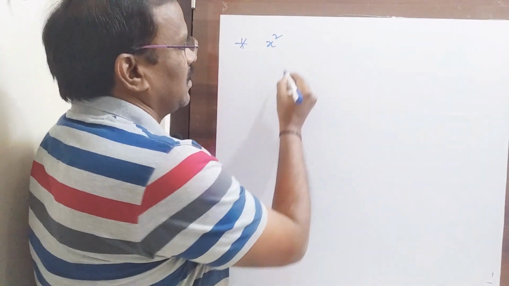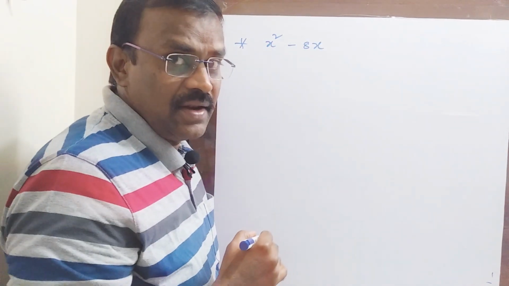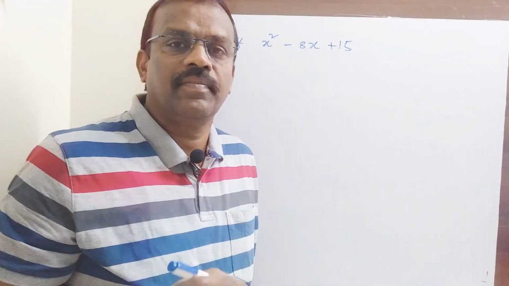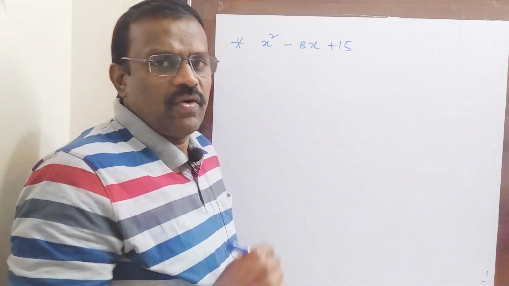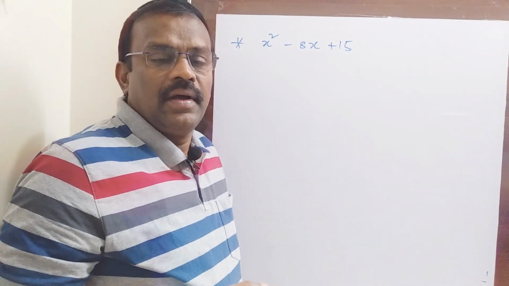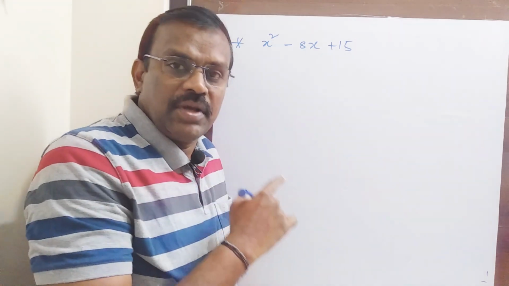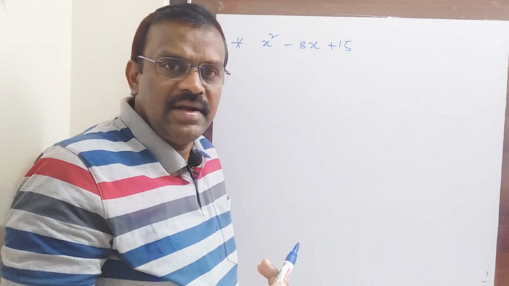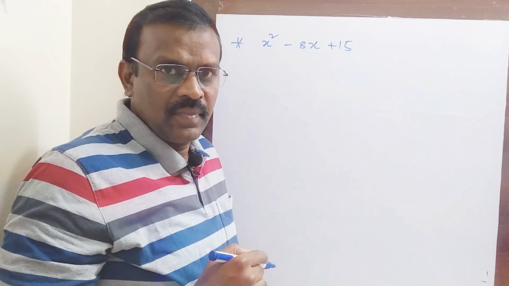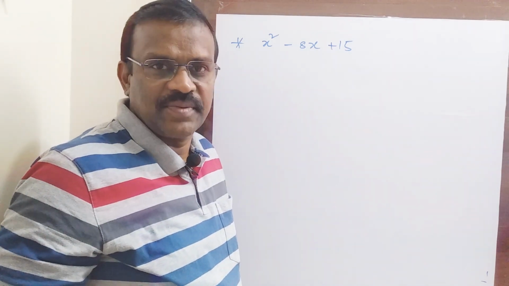x square minus 8x plus 15. This is a given quadratic polynomial. Here we have to compare the zeros of this polynomial and the coefficients of the terms in the polynomial by using the sum of zeros and product of zeros concepts.